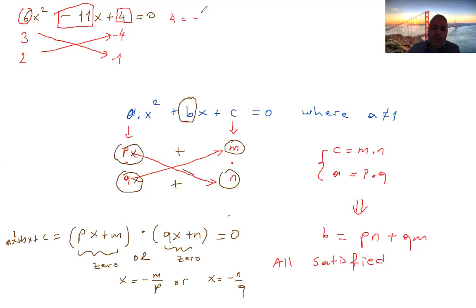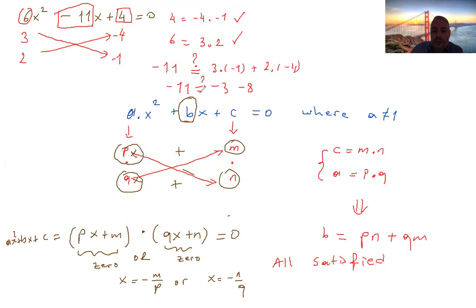4 is equal to -4 times -1. Yes. 6, is it equal to 3 times 2? Yes. Now -11, is it equal to 3 times -1 plus 2 times -4? Let's see, -3, -8 is -11 or not. So -11 equals -8 and -3, -11. Yes, it is satisfied. When it is satisfied, is it clear, guys?